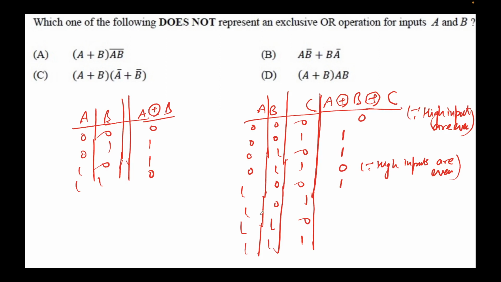Answer would be 1. Here in the 6th row, 2 inputs are high. So the answer would be 0. The reasoning remains the same because the number of inputs that are high is 2. They are even. Similarly, in the 7th row, 2 inputs are high. The answer would be 0.